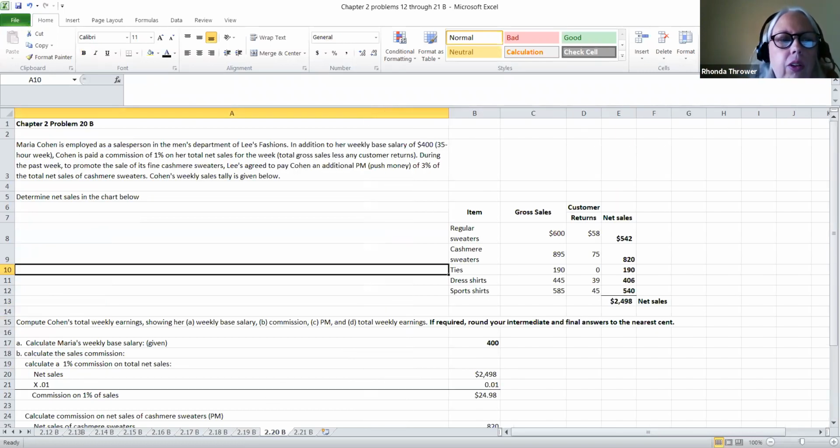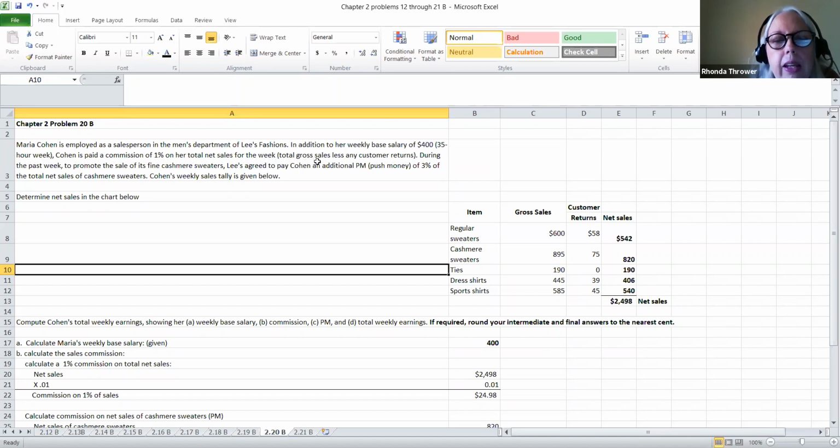So let's move to the next problem. On the next problem, it says that Maria Cohen is employed as a salesperson in the men's department of Lee's Fashions. In addition to her weekly base of $400, that's her salary base of $400, which was for a 35-hour work week, Cohen is paid a commission of 1% on her total net sales for the week.